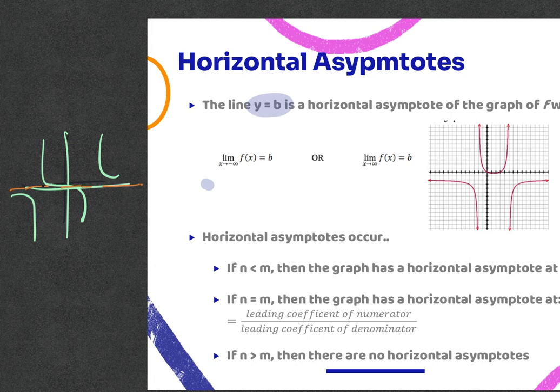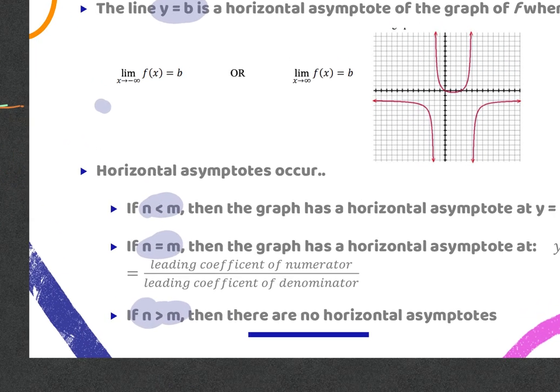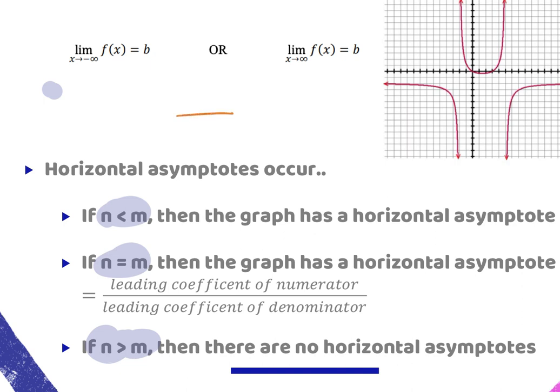All right, so the 3 scenarios for horizontal asymptotes are all based on the highest exponent of your numerator and your denominator. So the highest exponent on my numerator, we call n. The highest exponent on my denominator, we call m.